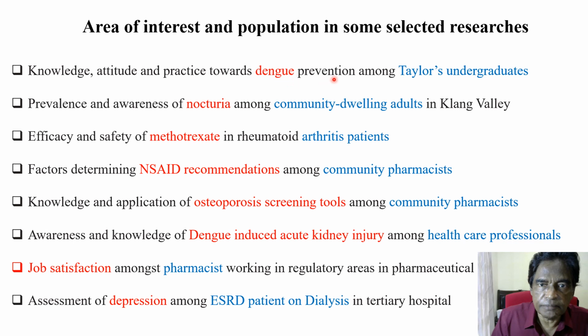What's the population? All those marked in blue are the population. What's glaring is dengue, Taylor's undergraduate students. Dengue in this population. But what do you want to know? You want to know KAP. So you must make sure that those marked in red are the area of interest, and those marked in blue are your population of interest.